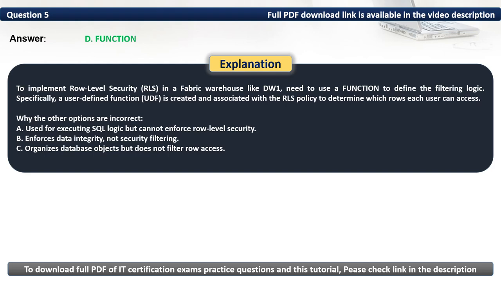To implement row-level security in a Fabric warehouse like DW1, we need to use a function to define the filtering logic. Specifically, a user-defined function is created and associated with the RLS policy to determine which rows each user can access.